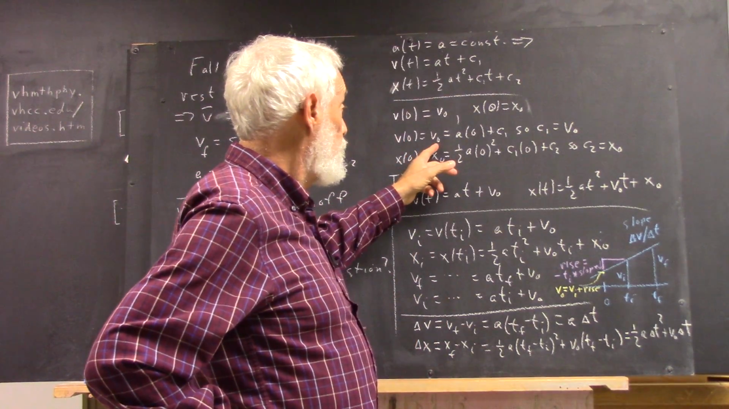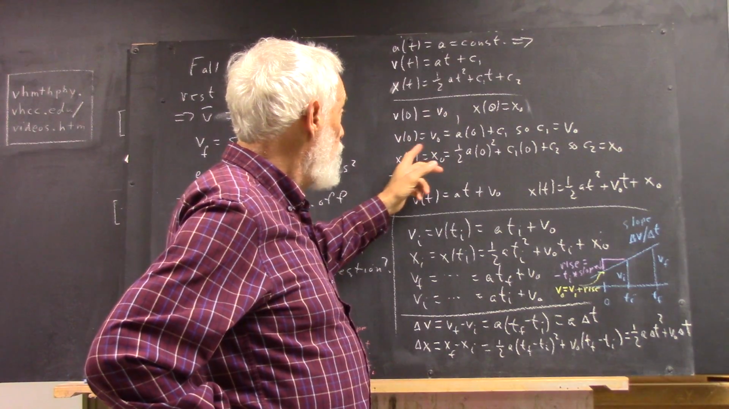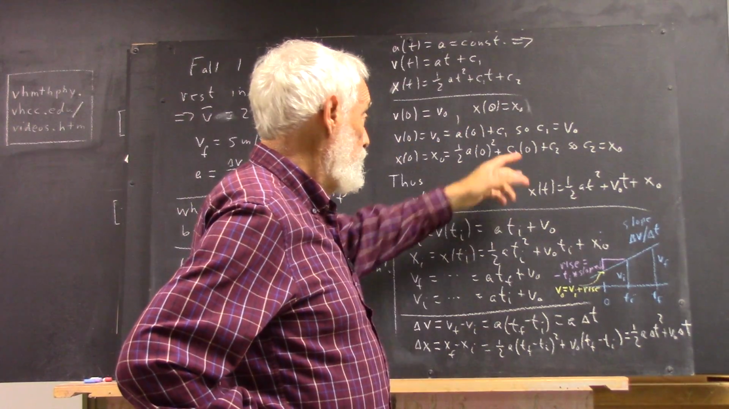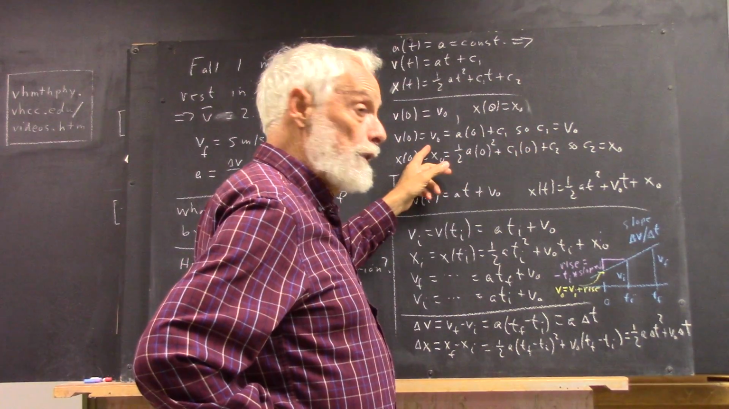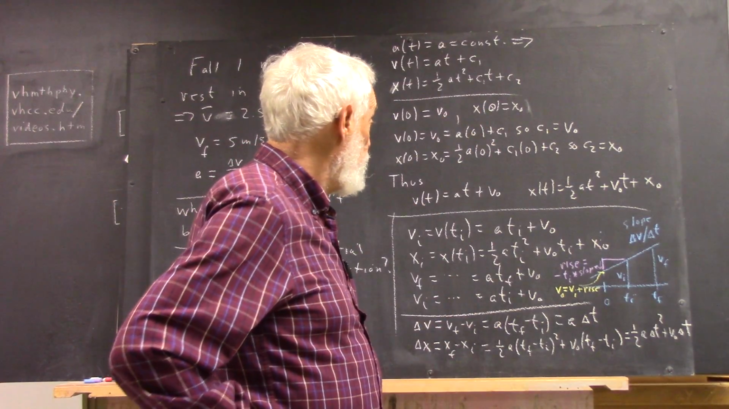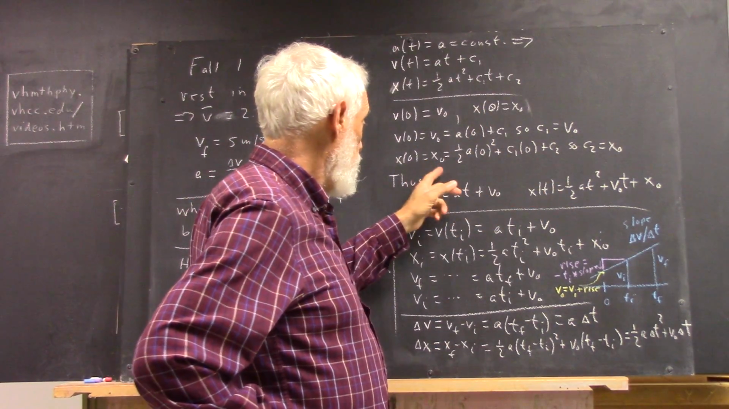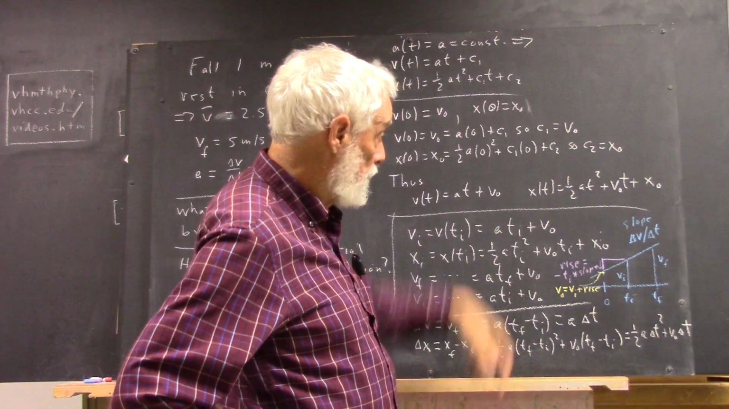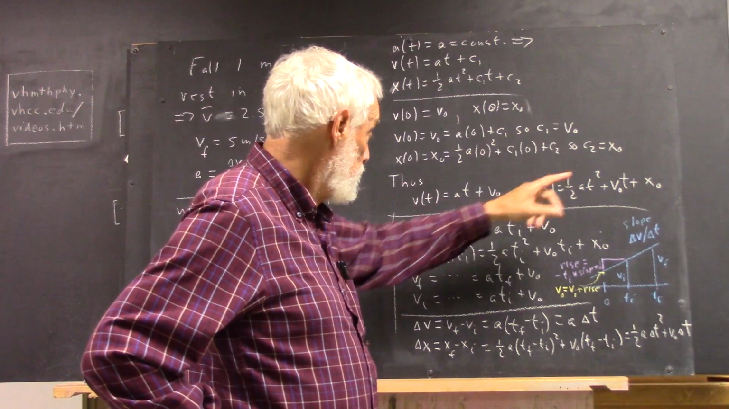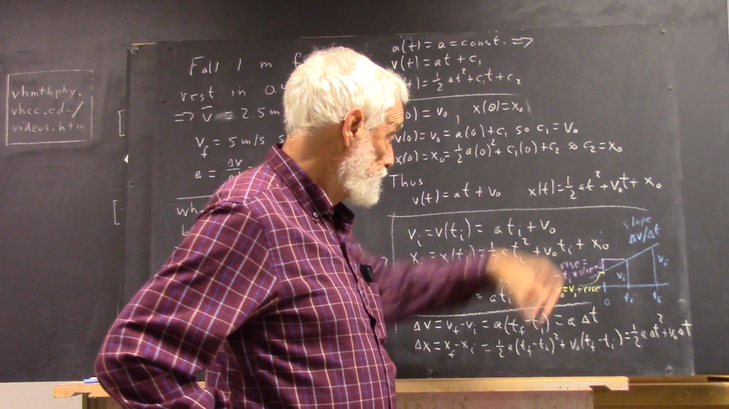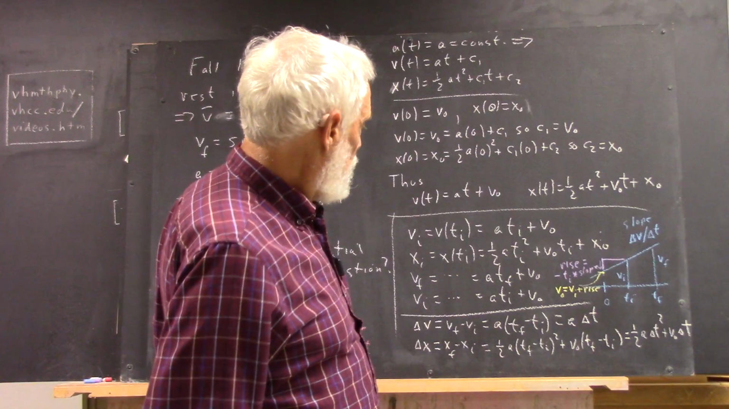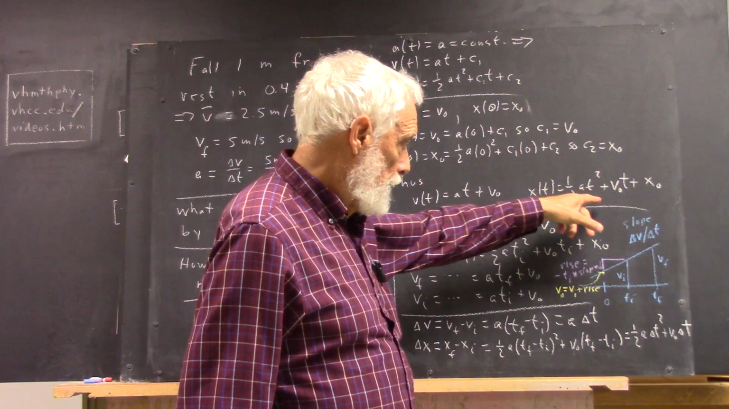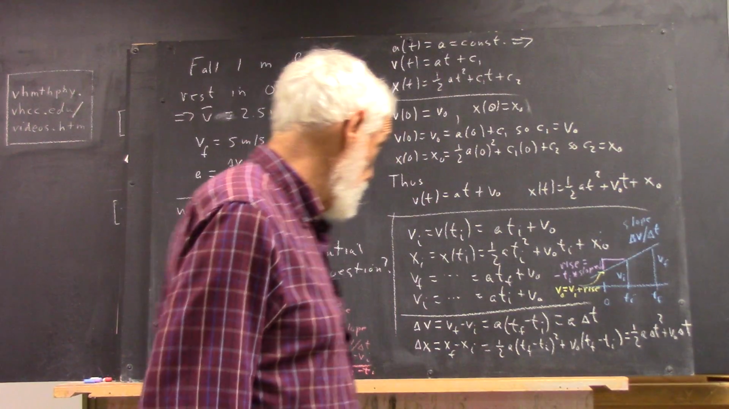If v of 0 equals v naught, well, v of 0 also equals a times 0 plus c1, and from that we immediately see that c1 is equal to v naught. And similarly, x naught equals x of 0, and that equals 1/2 a times 0 squared plus c1 times 0 plus c2, and that is just c2. So c2 has to equal x naught. And we then conclude that v of t is at plus v naught, and x of t is 1/2 at squared plus v naught t plus x naught.